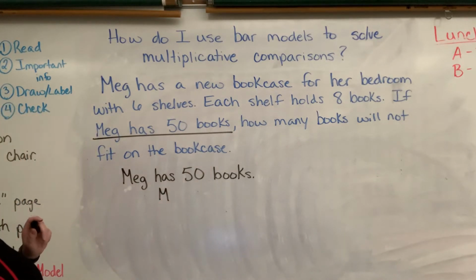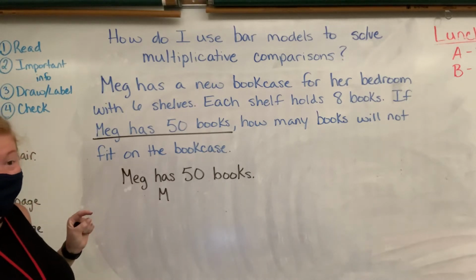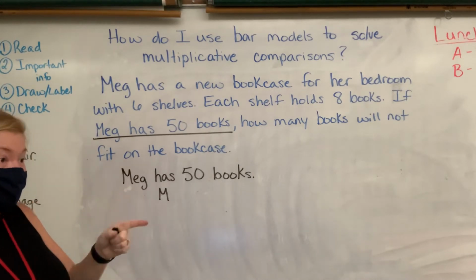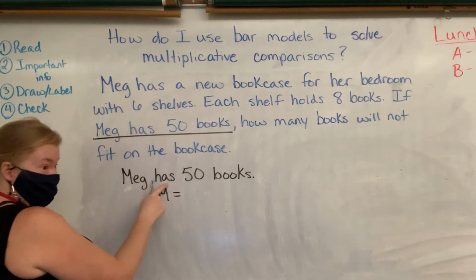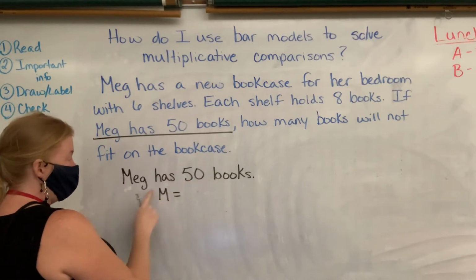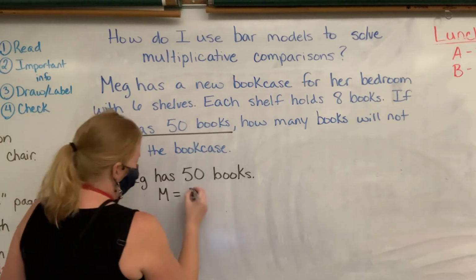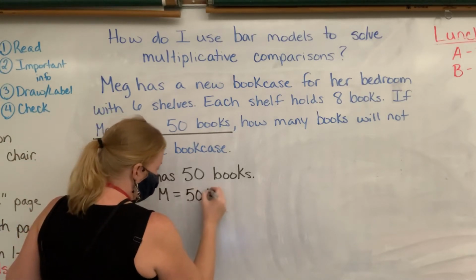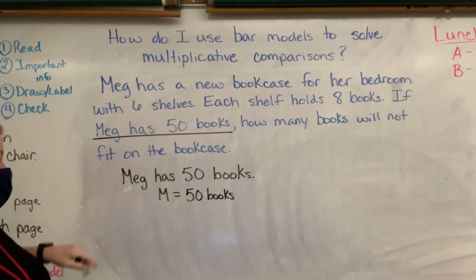Has. In math, am I going to put the word has for a sentence? What am I going to put? If she has it, then it equals that, right? M equals 50. So Meg has 50 books. M equals what? 50 books. And I'm going to have to write the word books because I need a label at the end of my number. All right, there's something important.